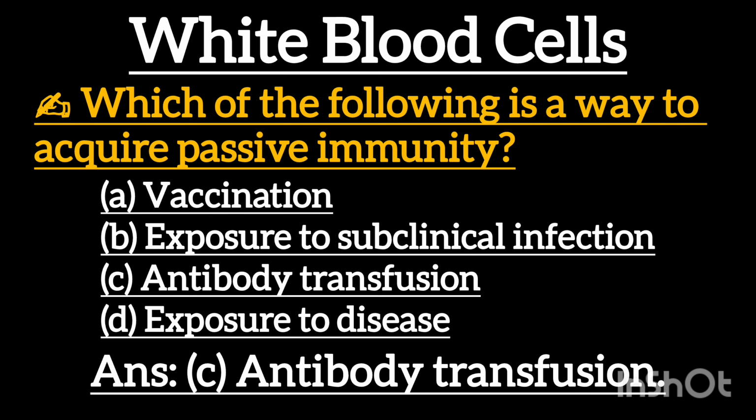Next one: which of the following is the way to acquire passive immunity? Option A, vaccination. Option B, exposure to subclinical infection. Option C, antibody transmission. Option D, exposure to disease. Correct answer is option C, antibody transfusion.